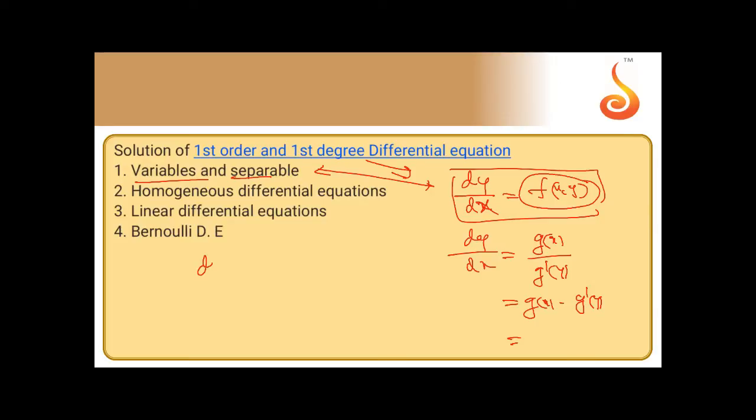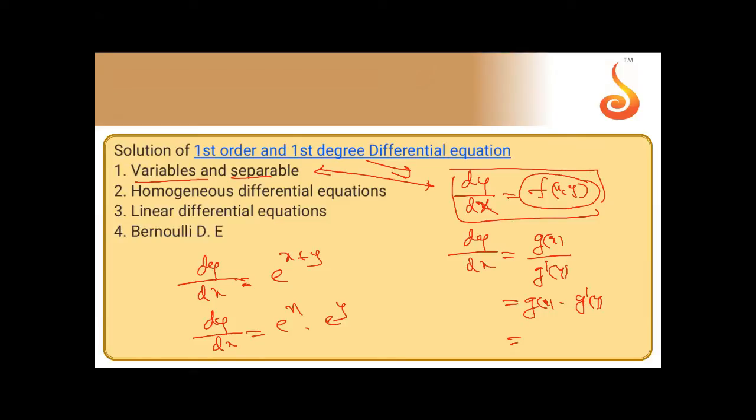So for example, they are given dy by dx equal to e power x plus y. Now, is it possible to separate variables or not? If it is possible to separate variables, that comes under this method. So e power x plus y is e power x into e power y. Now we can separate the variables.